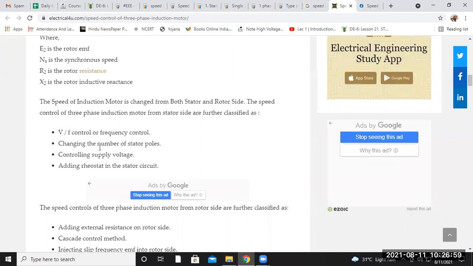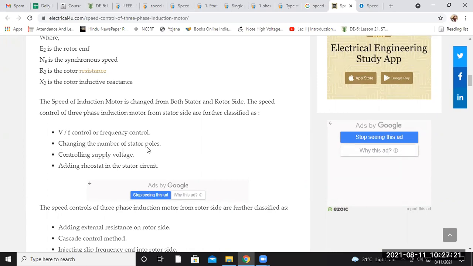Now for that, there are some methods. First one is V upon F control, or frequency control. V upon F means voltage upon frequency control. If the ratio is kept constant, then we can control the value of the speed. Okay.